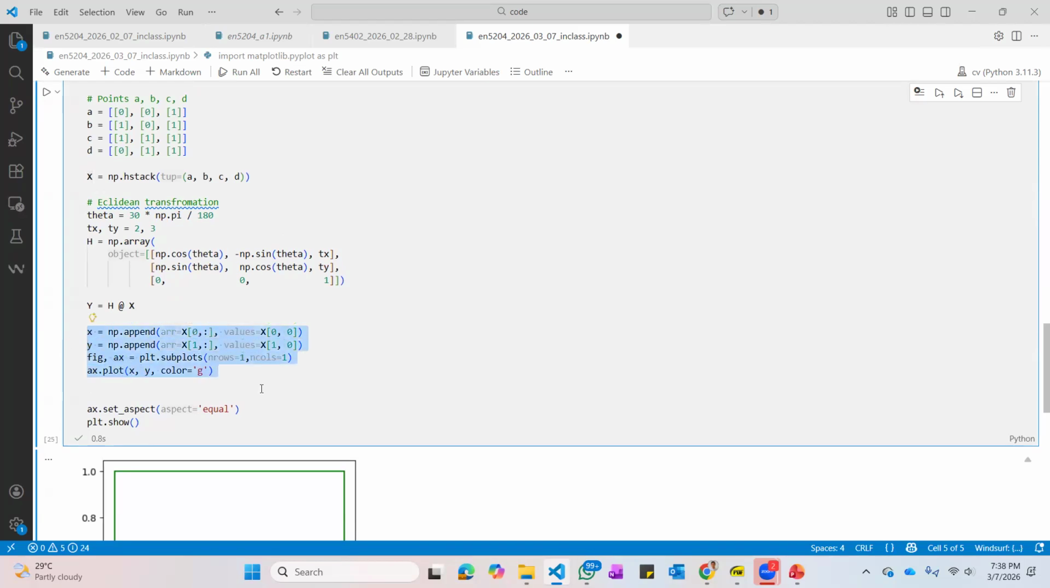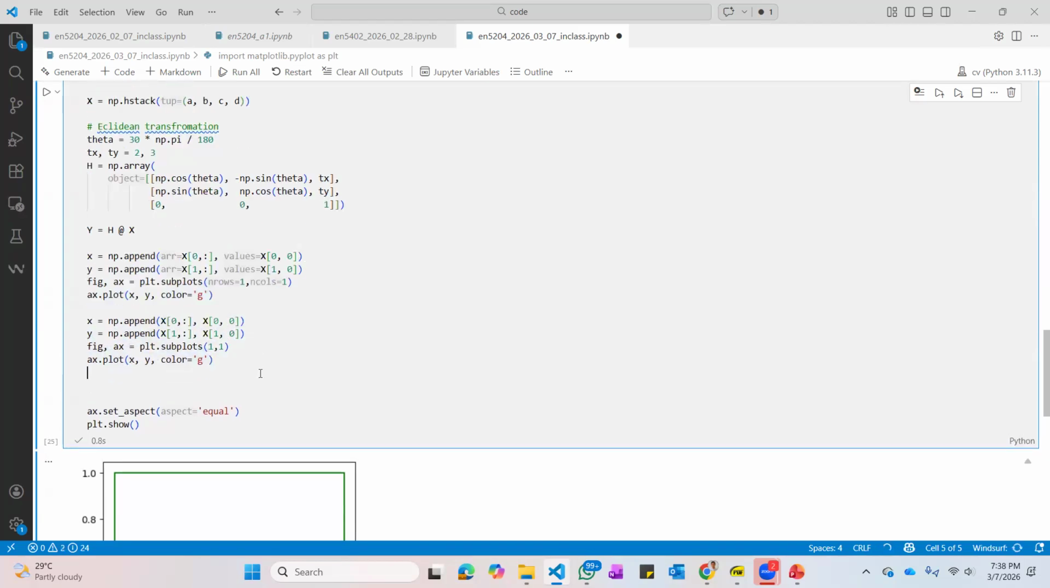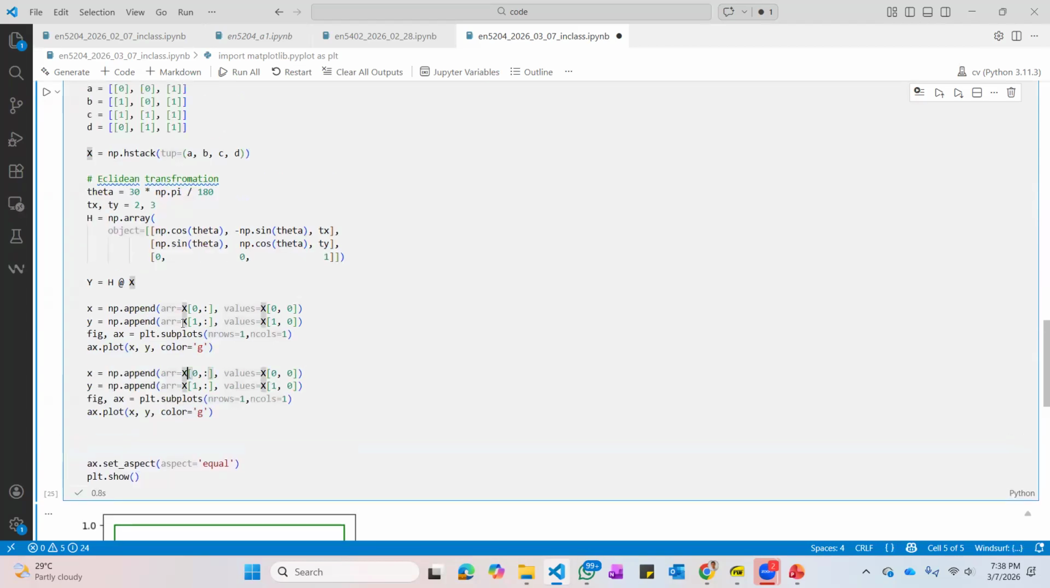So I'm extracting these coordinates now, not from X now. I'll extract them from Y. Why thinks it's doing this? I'm going to disable this.